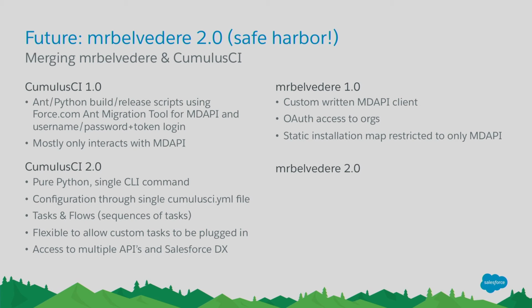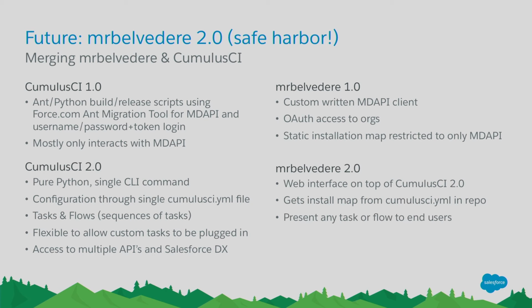Mr. Belvedere 2.0 then becomes essentially the web interface on top of Cumulus CI. So Cumulus CI is a command line that developers can use to quickly deploy and run all these different development tasks. Mr. Belvedere takes all of those tasks and flows and presents them as available to users through OAuth access and a web tool. It inspects the cumulus.ci.yaml file in order to look at the dependencies in the repository, presents any task or flow that's available to end users. And the key part is rather than Mr. Belvedere having its own code to do all its API interaction, it's offloading all the API interaction to Cumulus CI, which we're using for our builds every day, and we know is really stable.